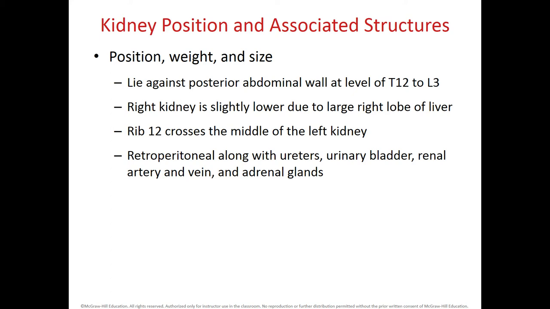The kidneys are located behind a membrane that we have in the abdominal cavity that is called the peritoneum. And because they are located behind the peritoneum, they will be considered retroperitoneal, together with the ureters, urinary bladder, and the blood vessels of the kidneys, which will be the renal artery and vein, and also the adrenal glands.